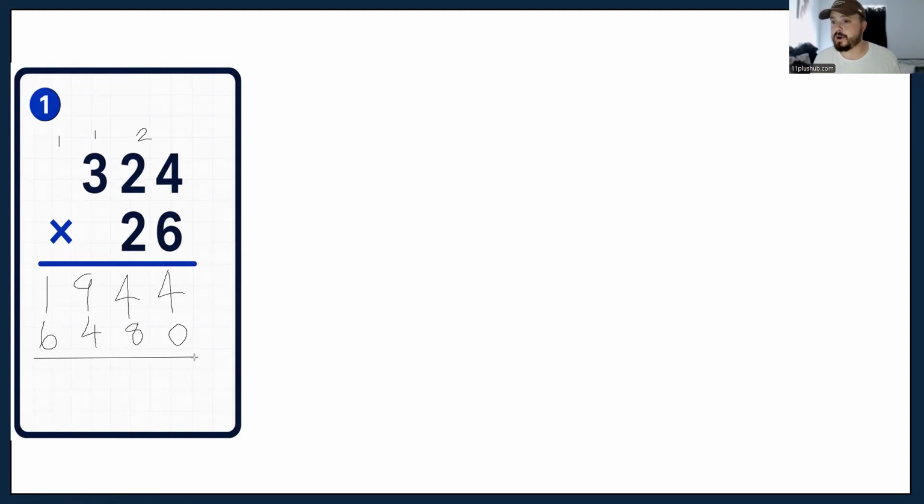I now need to combine the 2 answers. Okay, let's add them together. So 4 plus 0 is 4. 4 plus 8 is 12. So 2 goes underneath, 1 gets carried over. 9 plus 4 is 13. Add the 1 that I carried over is 14. So 4 goes underneath, carry the 1 over. And the 6 plus 1 is 7. Add the 1 that I carried over is 8. So I've got the answer 8,424.